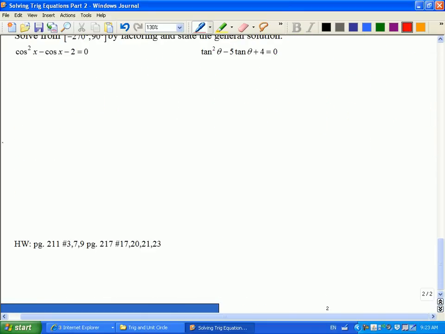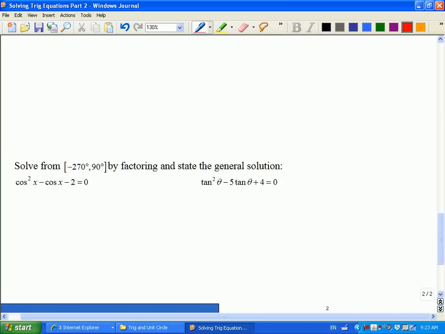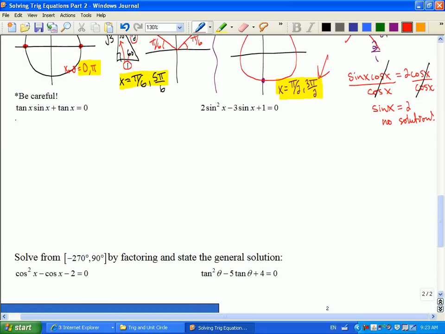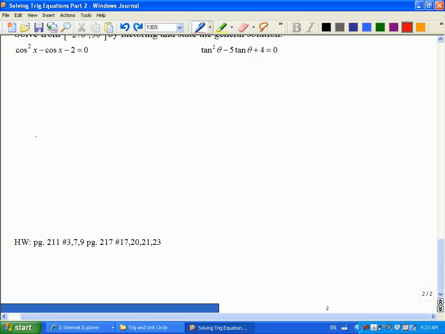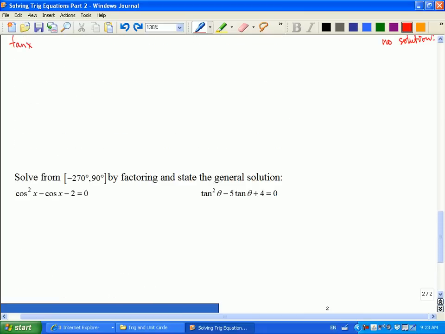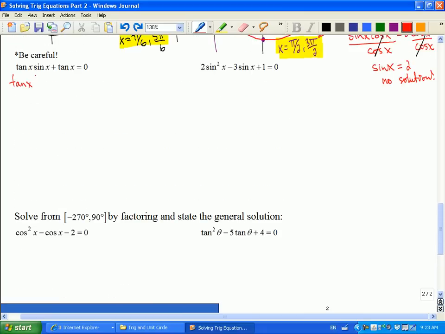Okay, so if you're working on the second one, go for it, but I'm going to work on this one here. Oh my god. Keep hitting that space bar. There we are. Okay.